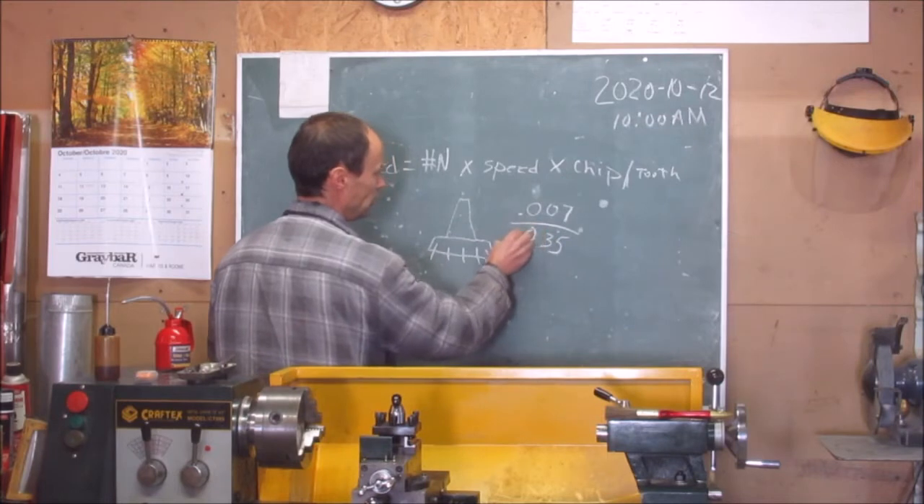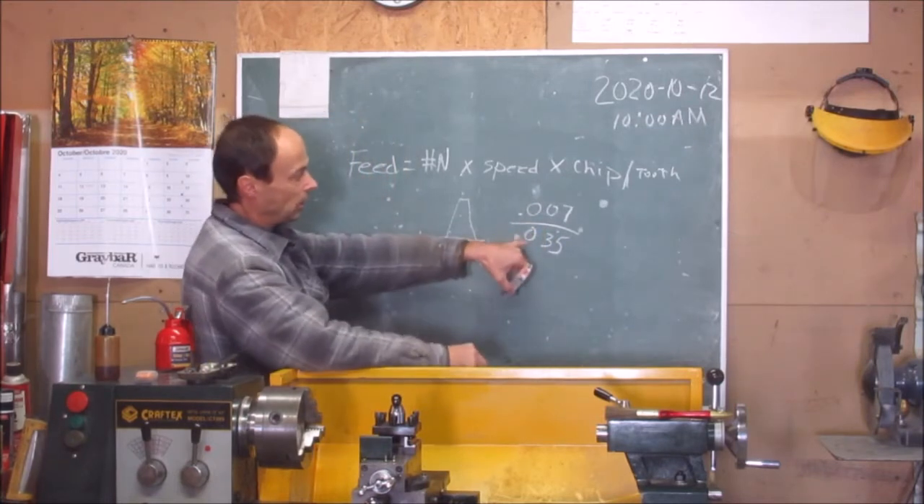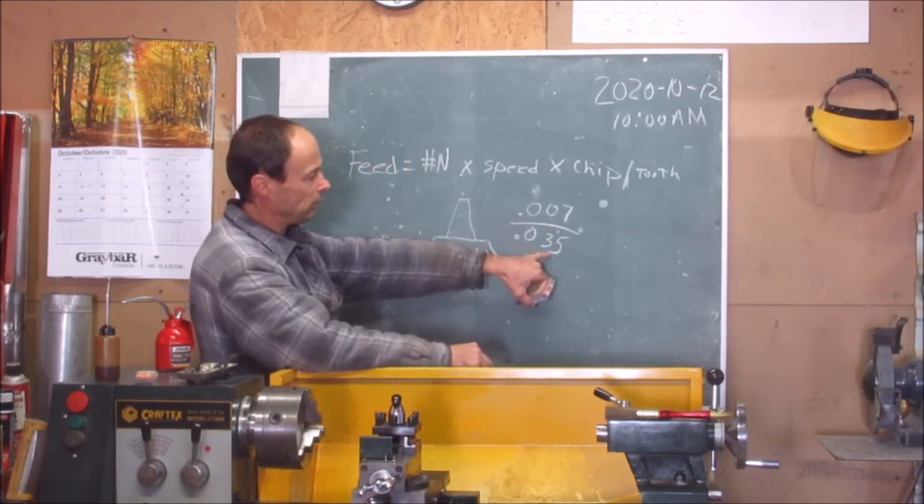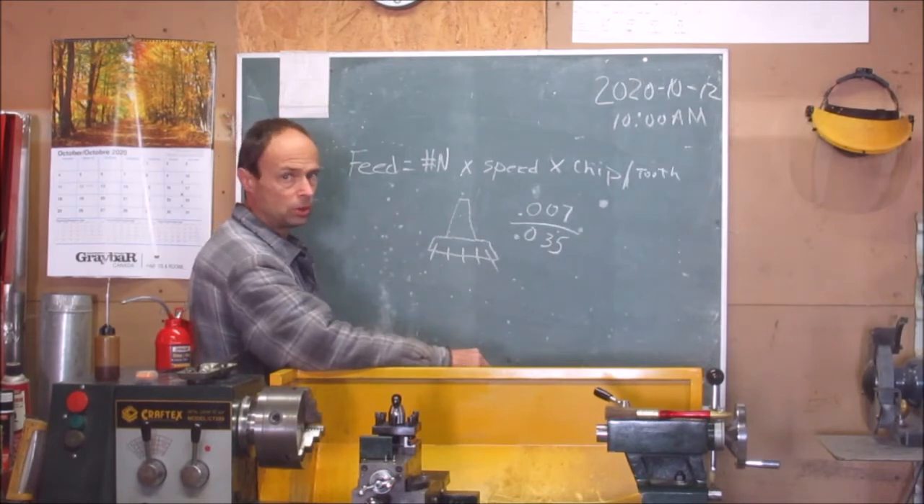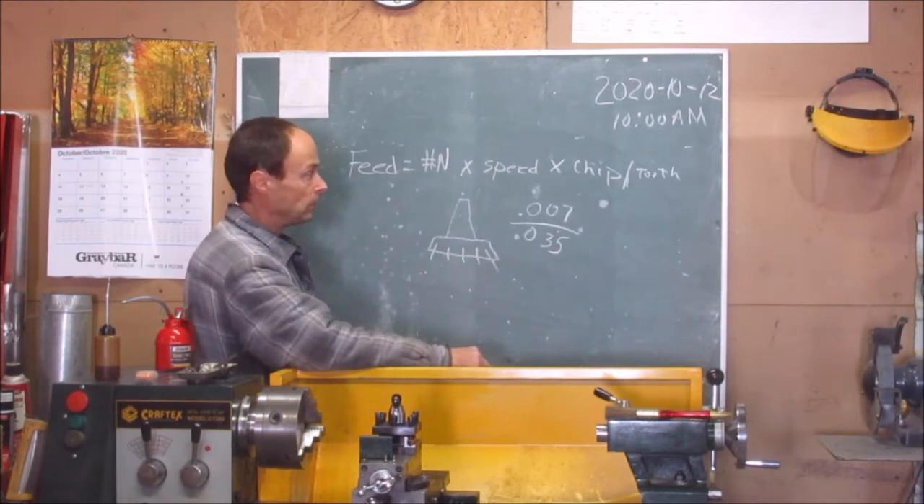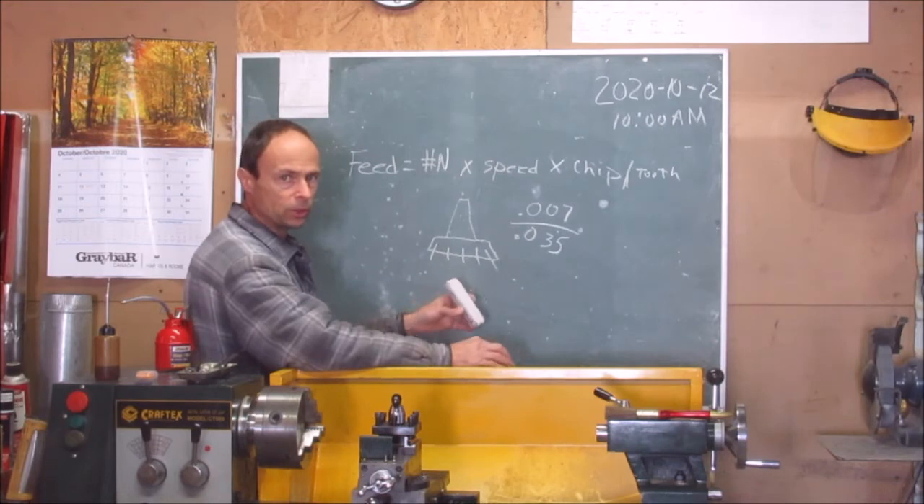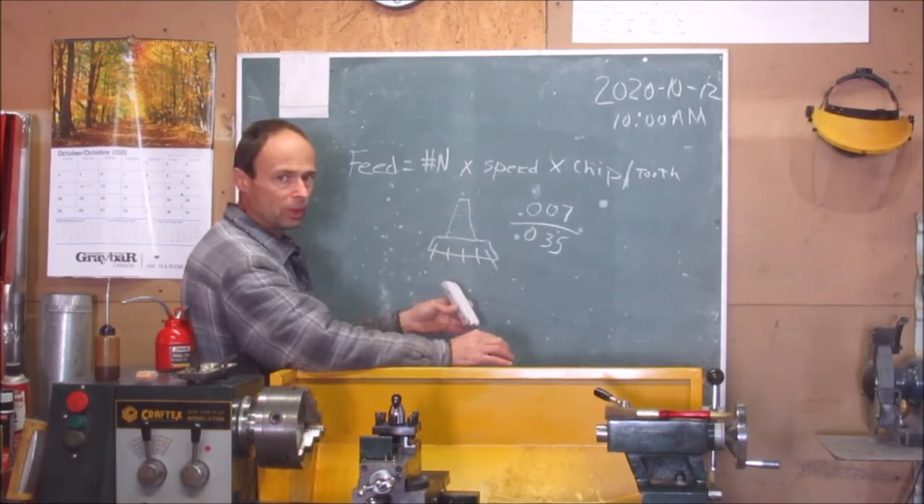Per revolution, I can take off 35 thousandths of an inch. Right? In an ideal world where your machine is rigid enough and the power isn't an issue, right? You're just worried about cutter wear.